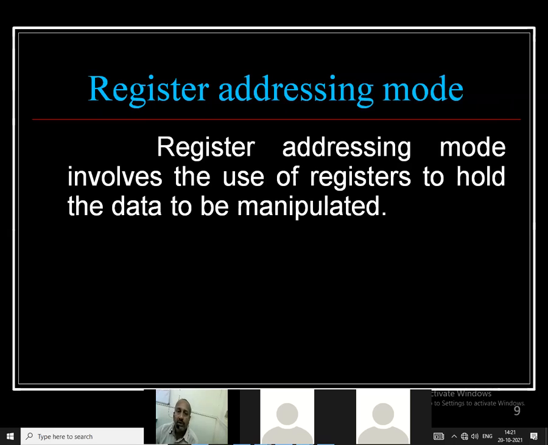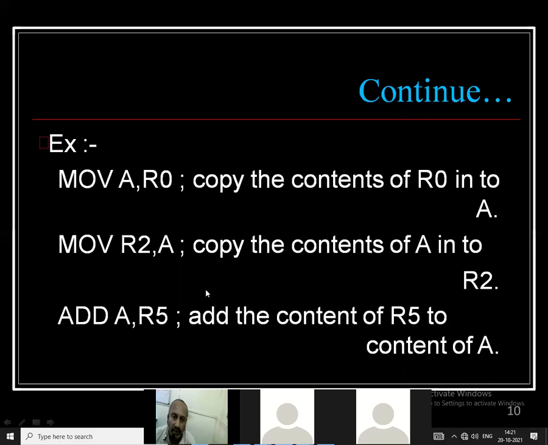Then we will go for the register direct addressing mode. It is commonly given the name register addressing mode, but we can also rename it as register direct addressing mode. So why is it called the register addressing mode? Because in this no data is available or no address is also available. Here all are the registers only.